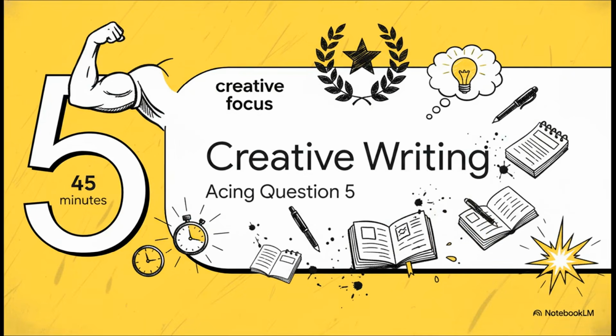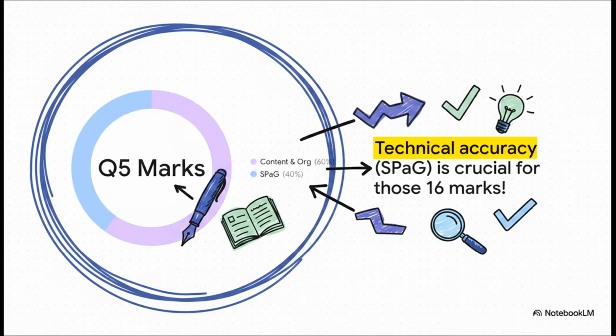Section 5. Acing Creative Writing, the Ultimate Challenge, Question 5. You've survived the entire reading section, and now it's time for the climax of the exam. You need a massive 45 minutes of focus here. Just think about the staggering 40-mark weight of this section.